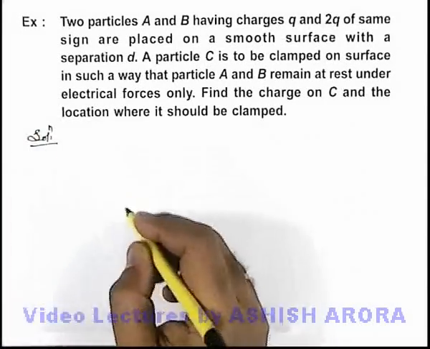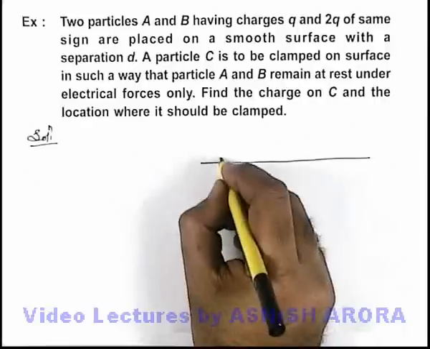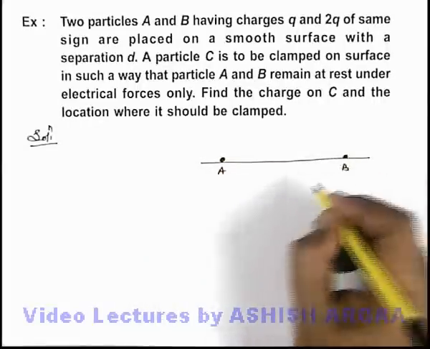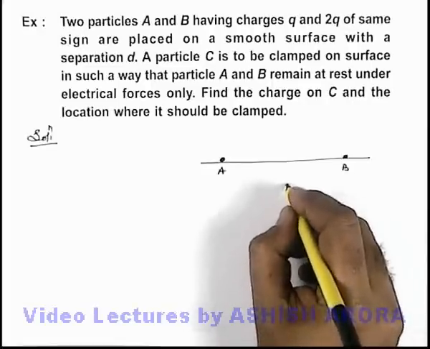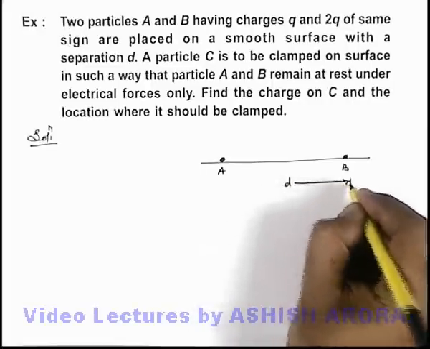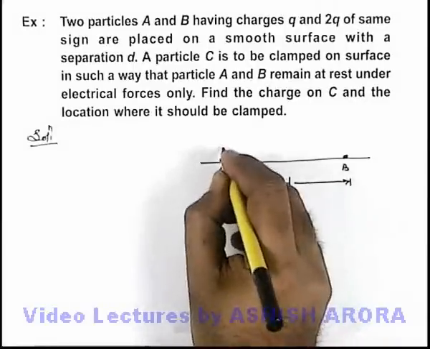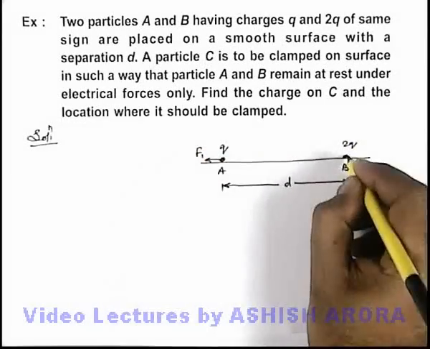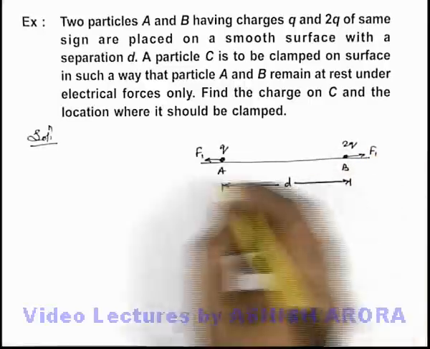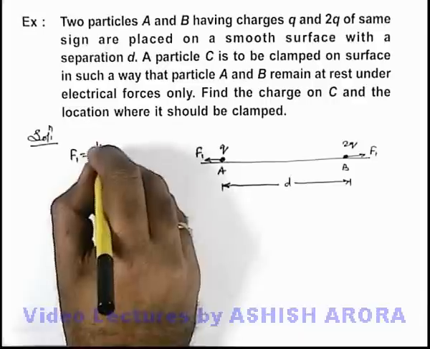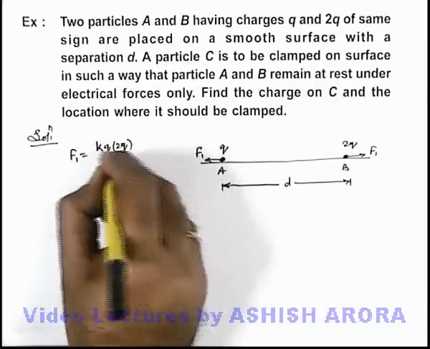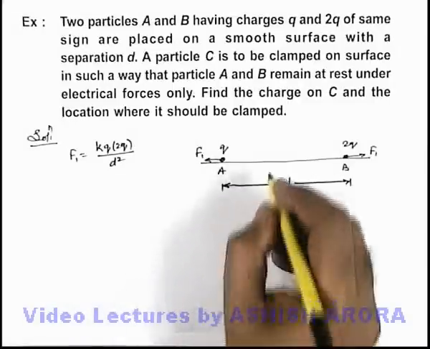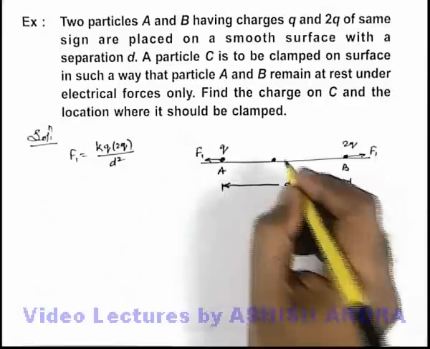Now in this solution, if we draw the situation here on this table, there are two charges A and B placed at a separation D. If this charge is Q and this is 2Q, these two will repel each other with a force, say F1 and F1. The value of F1 by Coulomb's law we can directly write as KQ multiplied by 2Q by D square.